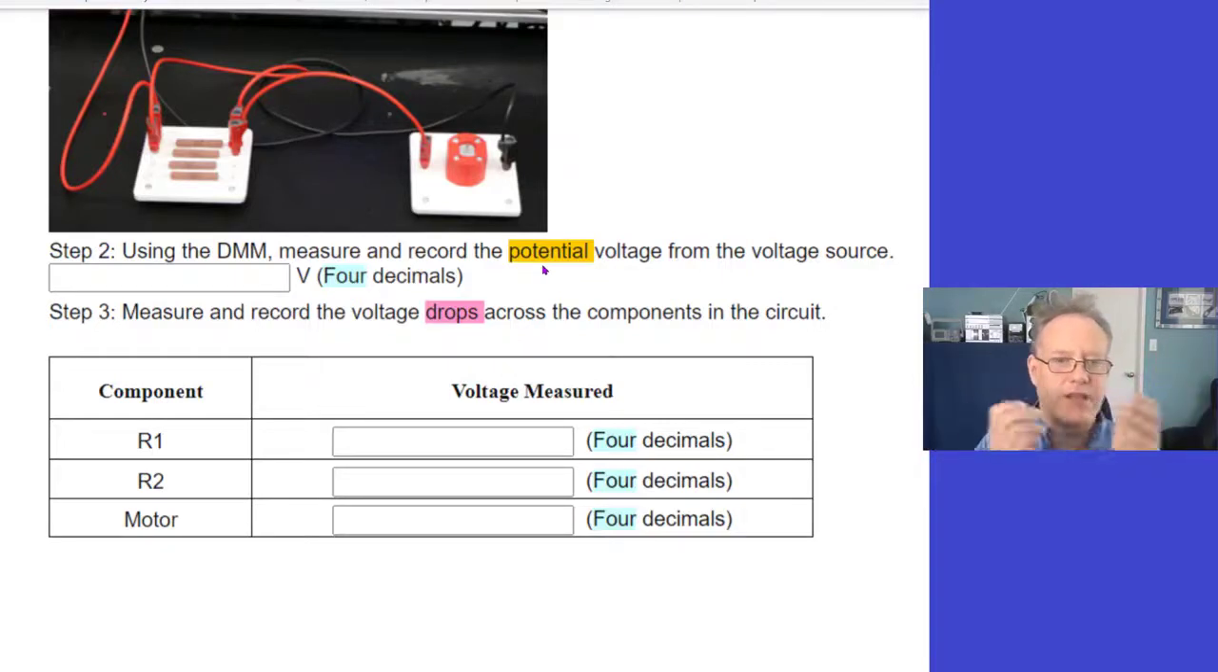But right now, I'm just saying the potential voltage is the voltage that's coming from the source. The voltage drops are the voltage that we lose across the components or the loads in the circuit. So here we go. Use the DMM to measure and record the potential voltage from the source, just right there, and write it down here.